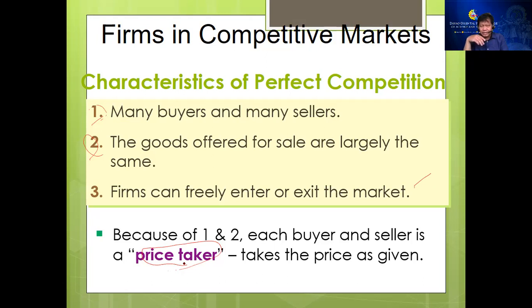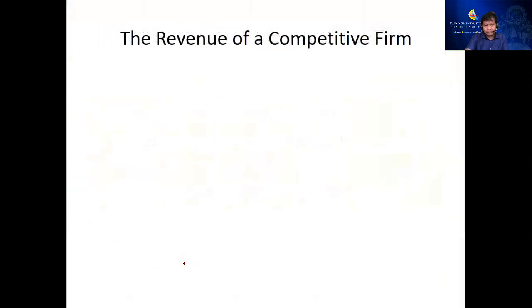So again, the buyers have no control over the price, and the sellers also have no control over the price, because the price is controlled by the supply and demand of firms in a competitive market. So that's clear, okay? So the next one is the revenue of a competitive firm.